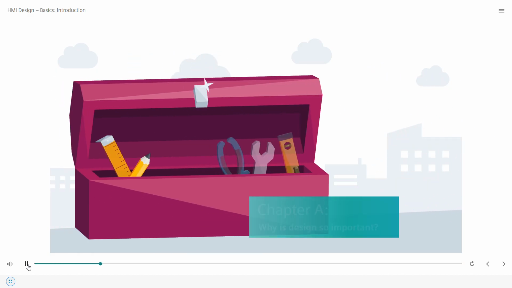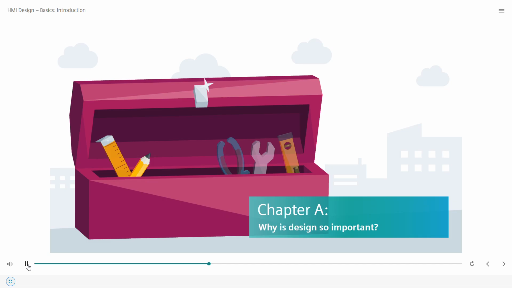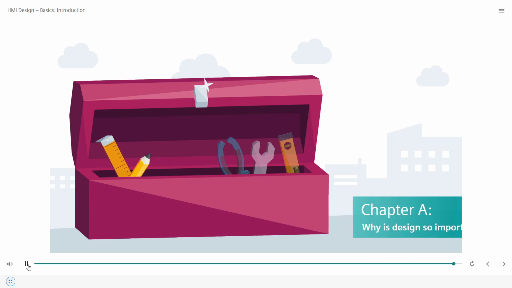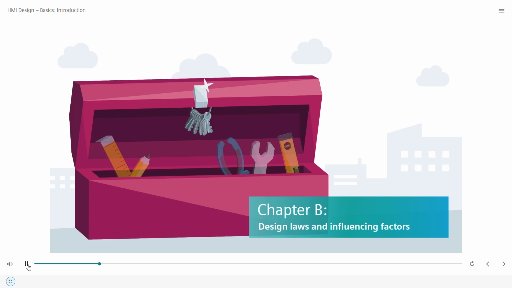Chapter A introduces the fundamentals of design and defines important design aspects you'll need to keep in mind. Chapter B builds on your newly acquired knowledge and focuses on the design laws and rules you'll need to consider for a good design.